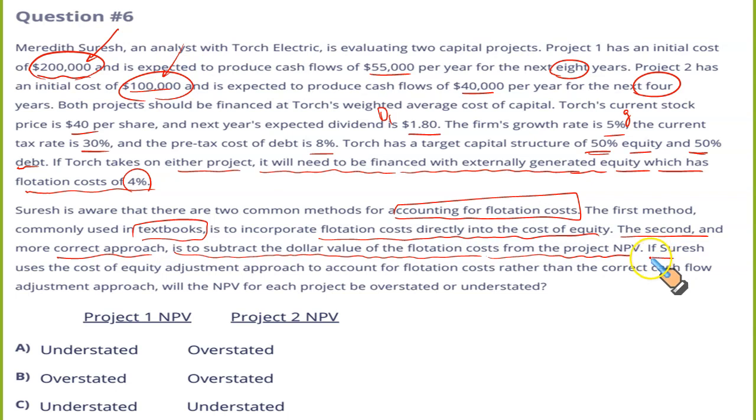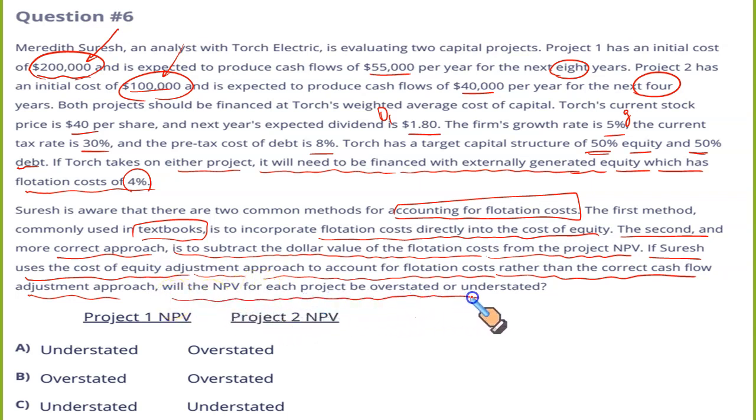Okay. If Suresh uses the cost of equity adjustment approach to account for flotation costs rather than the correct cash flow, will the NPV for each project be overstated or understated? What the question says, if Suresh uses the cost of equity adjustment, the first method which we use in CMA Part 2, the cost of equity adjustment approach to account for flotation cost rather than the correct cash flow adjustment approach, will the NPV for each project be overstated or understated?